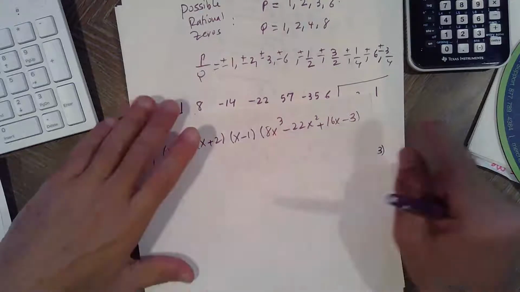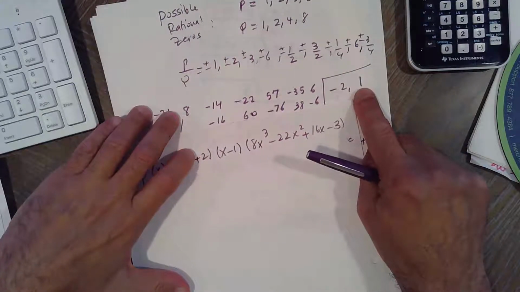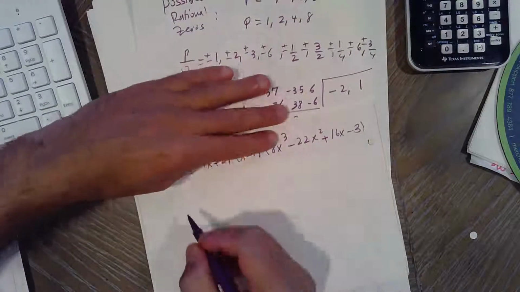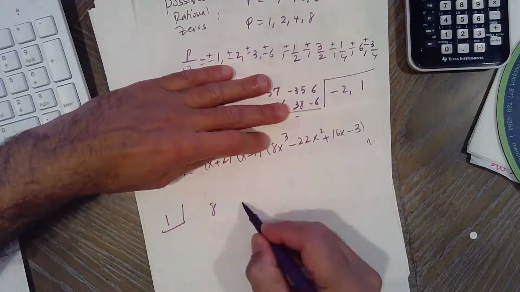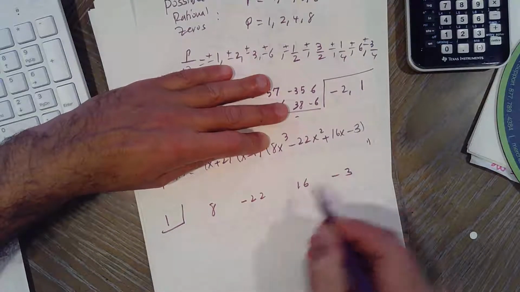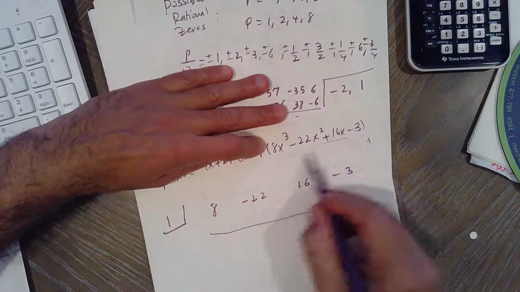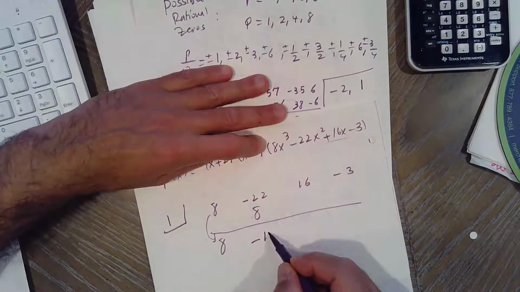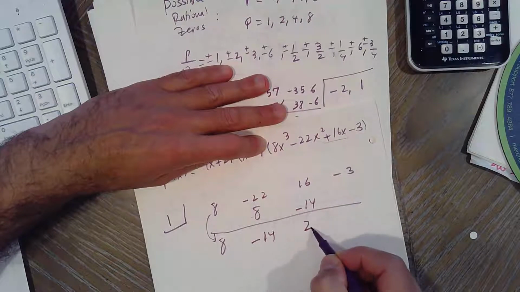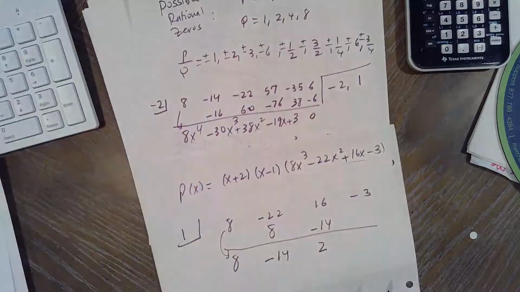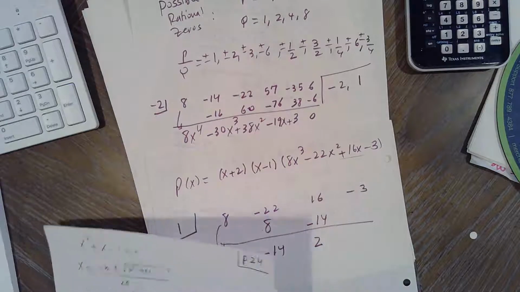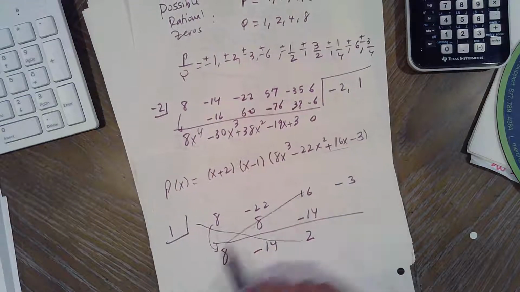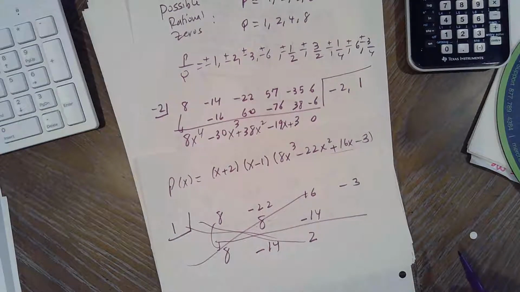It's not easily factorable, but it looked from the graph that it bounces off at 1. So maybe 1 is a zero of multiplicity 2. So let's try 1 again: 8, negative 22, 16, negative 3. I'm trying it on this third degree. Drop 8. 1 times 8 is 8. That's negative 14. 1 times negative 14, that's a 2. Oh, it doesn't look right. Okay, so 1 is not a zero of multiplicity 2.